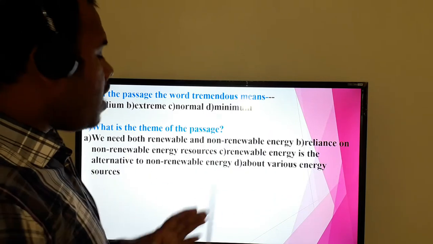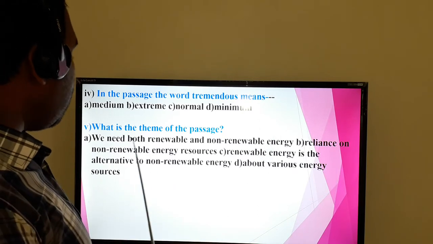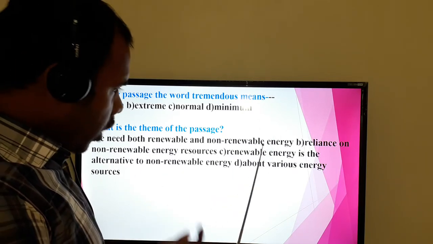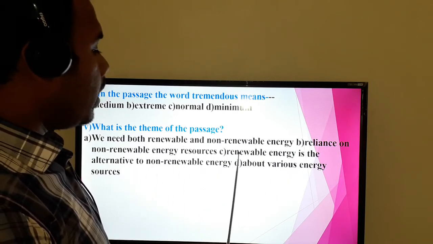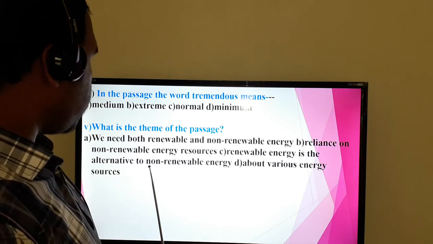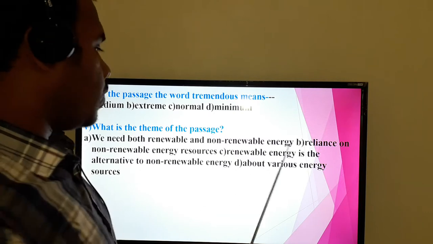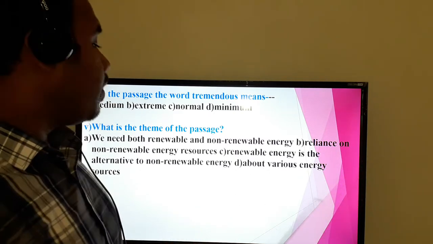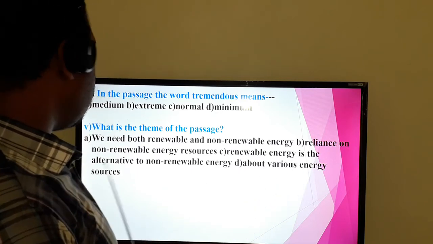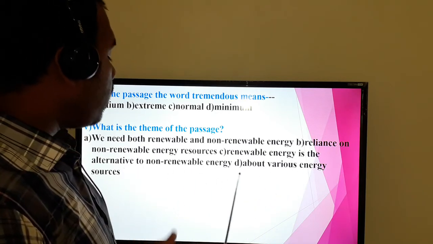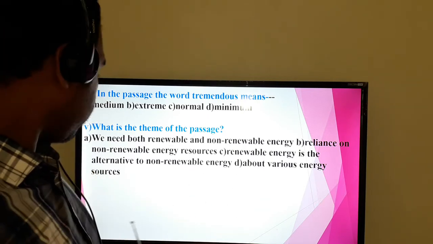What is the theme of the passage? That's another question to you. What is the theme of the passage? We need both renewable and non-renewable energy, reliance on non-renewable energy resources, renewable energy is the alternative to non-renewable energy, or various energy sources. So what could be the main theme? The main theme is number C, renewable energy is the alternative to non-renewable energy. That is the main theme of the passage.